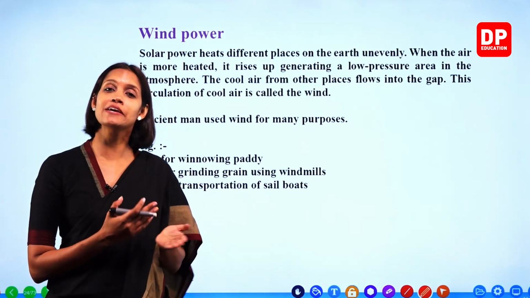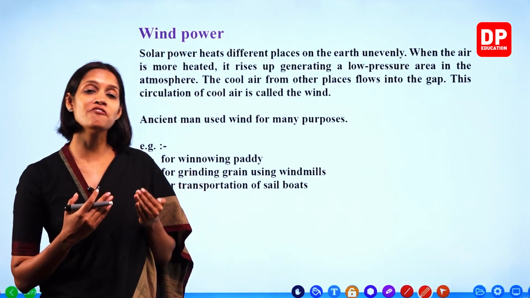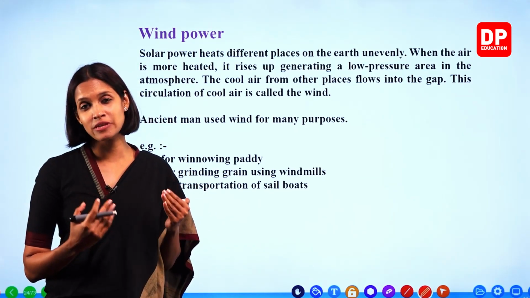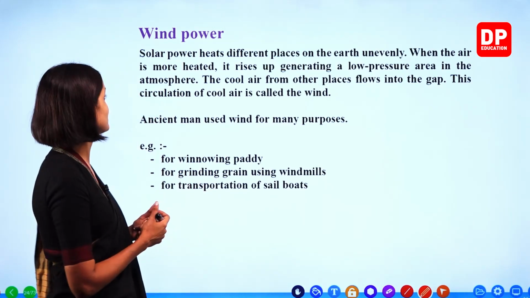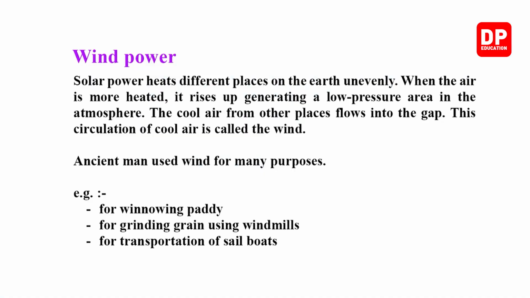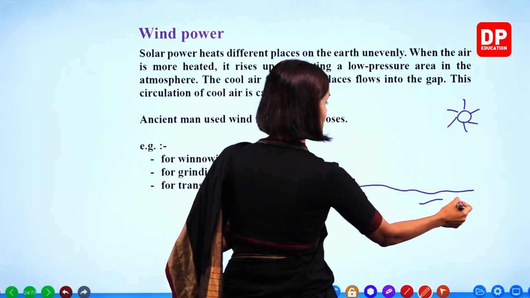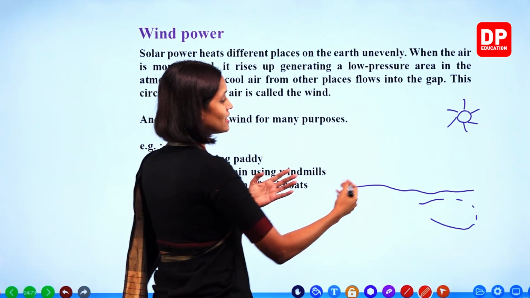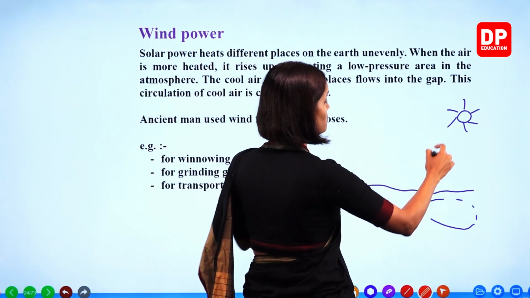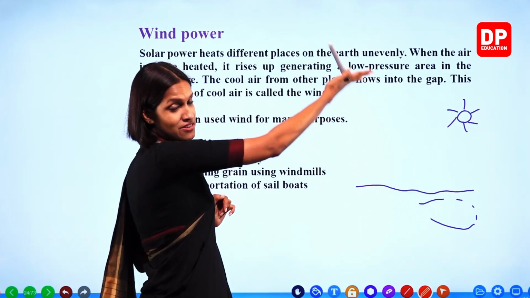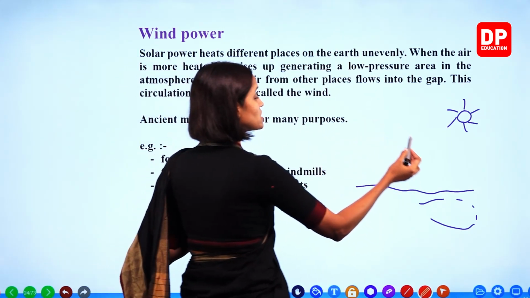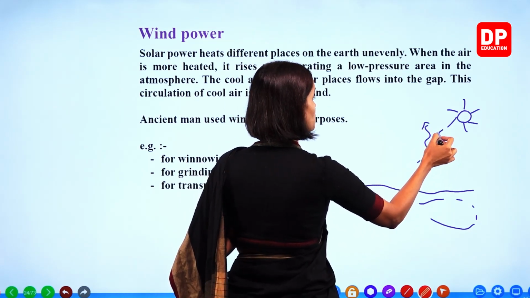Now in the earlier chapter, I explained to you all about the formation of wind. The formation of wind takes place because of solar heat or solar energy, right? Solar power heats different places on the earth unevenly. I told you all, when you consider the earth, different parts get heated up unevenly, right? Let's consider if, because of the presence of the sun's heat, this area gets heated up, then what happens, children? The air layer next to that area also gets heated up and the heated air rises up. Right? And then a low pressure area is created because of the rising of this heated air.